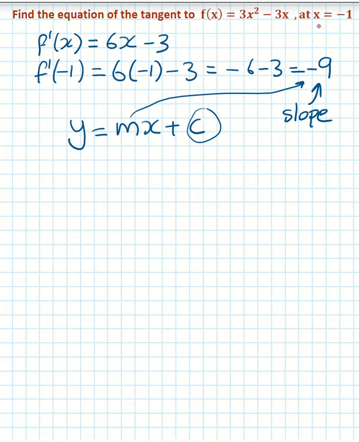But the problem here is we only have the value of x. So we need to find out the coordinate of y. So what we're going to do is use the value of x here, minus 1. We substitute back into the main equation to find out the value of y.